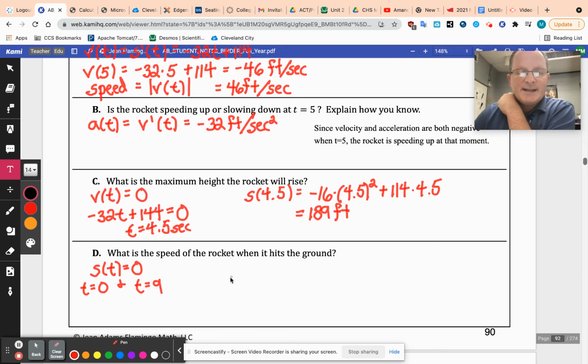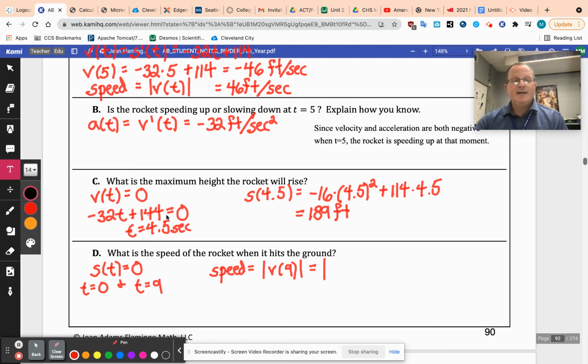Well, I also know the velocity, but the speed is going to be the absolute value of the velocity. So this speed that we're talking about will be the absolute value of velocity when t is equal to 9. All right, so it's the absolute value of, and velocity was negative 32 times 9 plus 144.